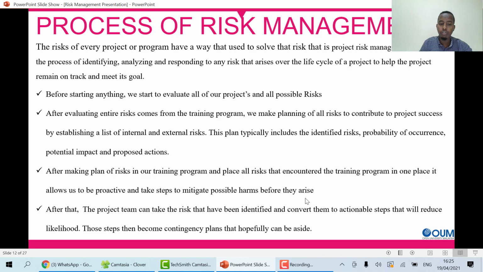After making a plan of risk in our training program and placing all risks that are encountered in the training program in one place, it allows us to be proactive and take steps to mitigate possible harm before they arise. After that, the project team can take risks they have identified and convert them into actionable steps that will reduce likelihood. So these steps become a contingency plan that is helpful.